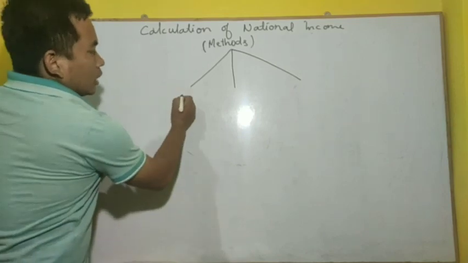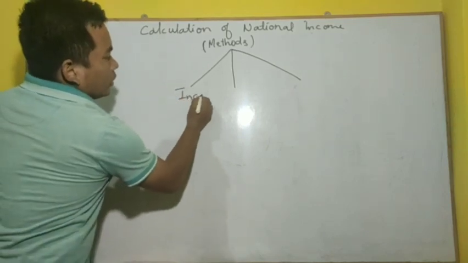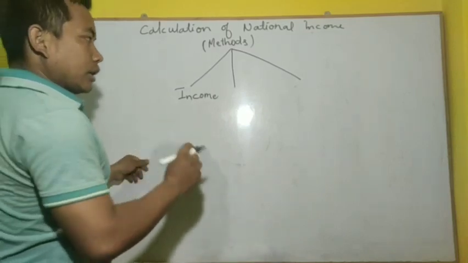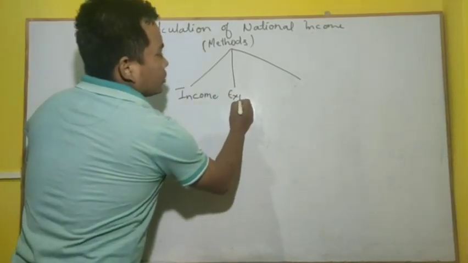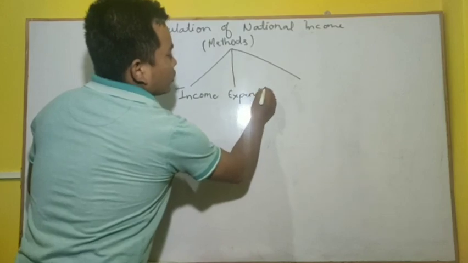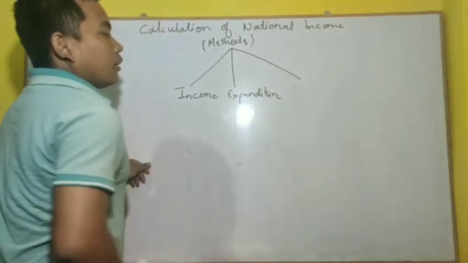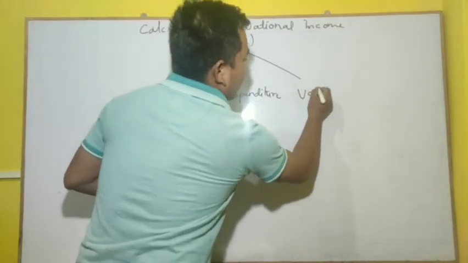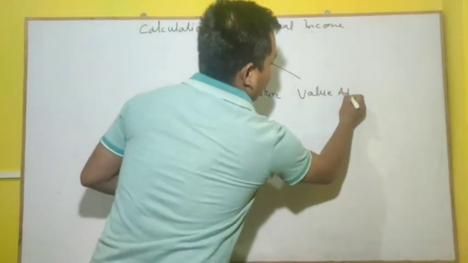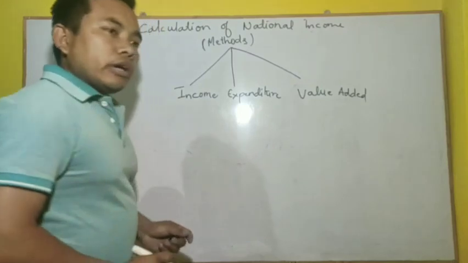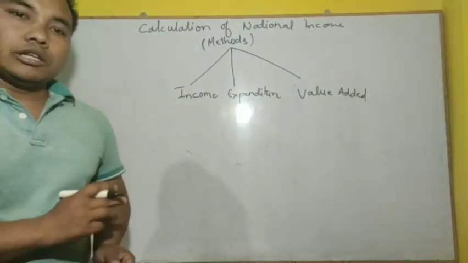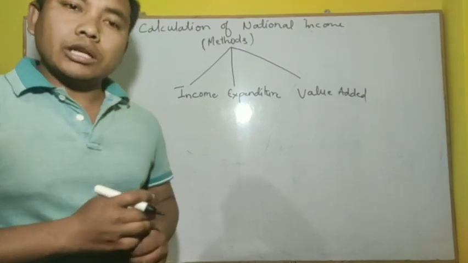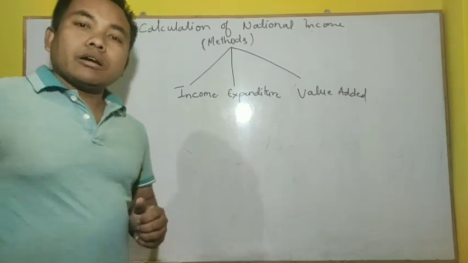The first method is known as the income method of calculation of national income. Second is known as the expenditure method of calculation of national income. And the third method is known as the value added method of calculation of national income, which is also known as the product method of calculation of national income.